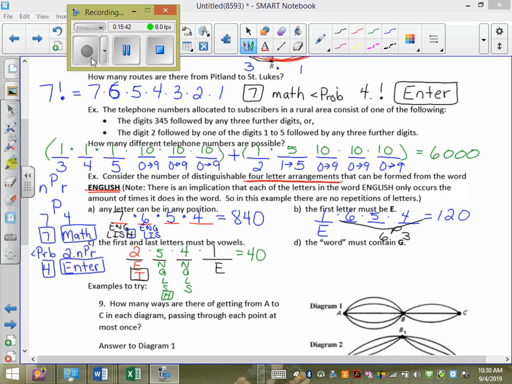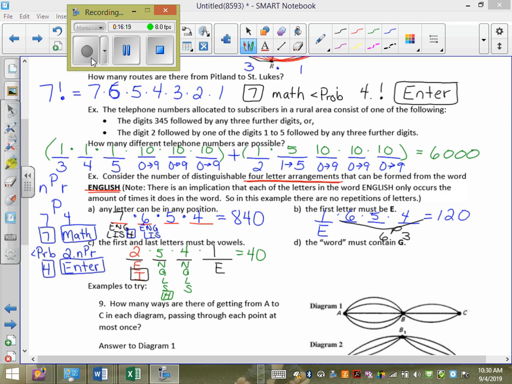D says the word must contain a G. Does it say where the G needs to be? No, so it's a 4-letter word, has to contain a G. Because it says it has to begin and end with a vowel, and there's only 2 vowels in the word, right? So I just started here. I could have started here. It doesn't matter. I have to begin or end with vowels. So I began with the 2 vowels, E and I, and then I pretended that I kept the I there. So now I only have the E left for the end.